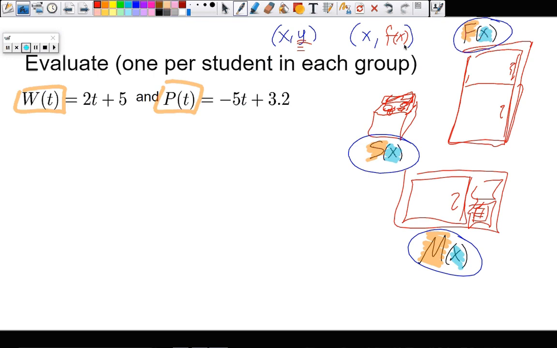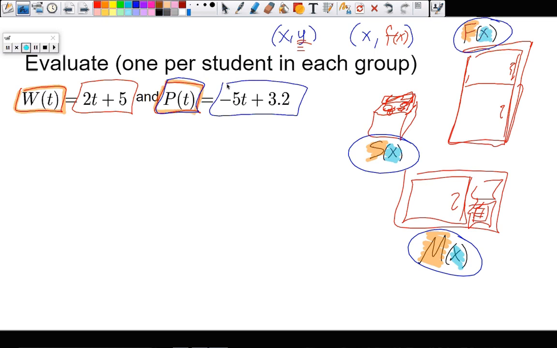Here we go. Think about it like a machine. This machine's job is to take a number, multiply it by 2, and add 5. Any number you give it, it will multiply by 2 and add 5. You with me? P of t's job is to take a number, multiply it by -5, and add 3.2. Those are the operations of those two particular functions. Are we good?